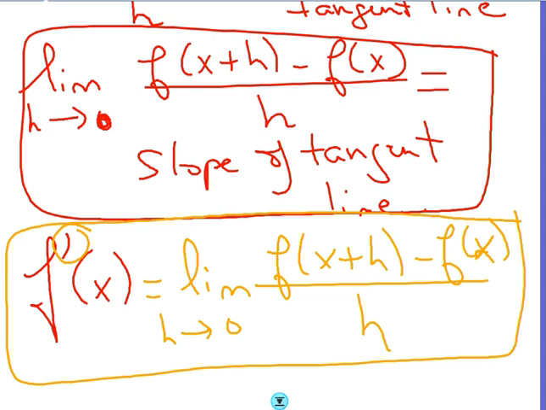So that's it for knowing what we mean by derivative of a function. What you have to know is this formula, this definition, and in the next video we will learn how to find the derivative of any function using the definition of derivative.